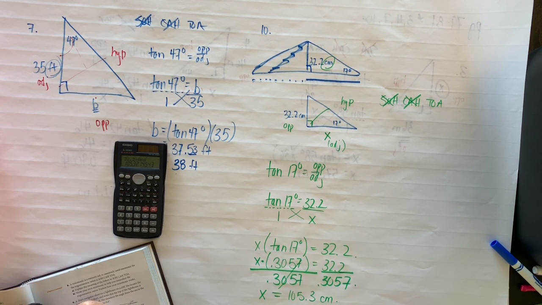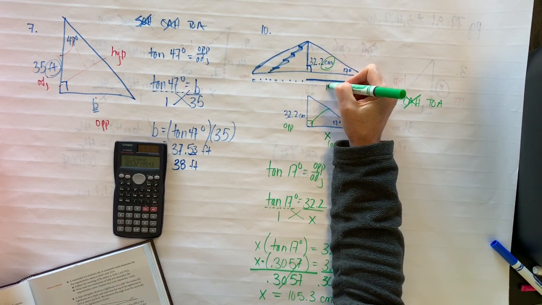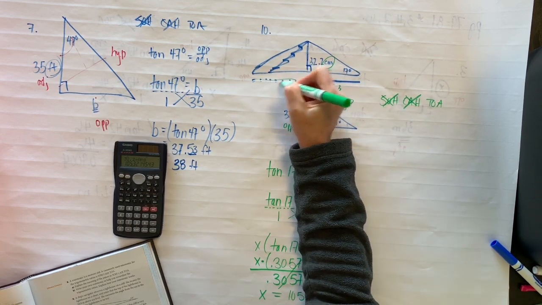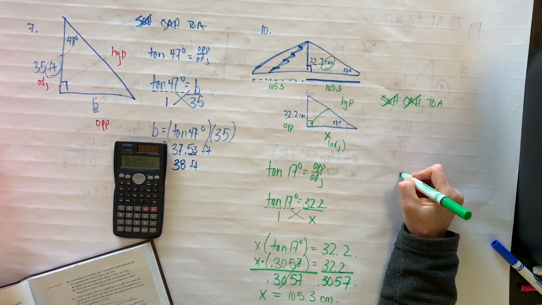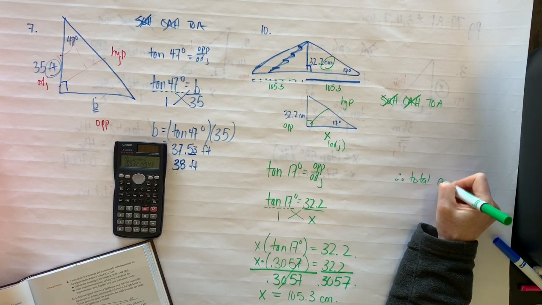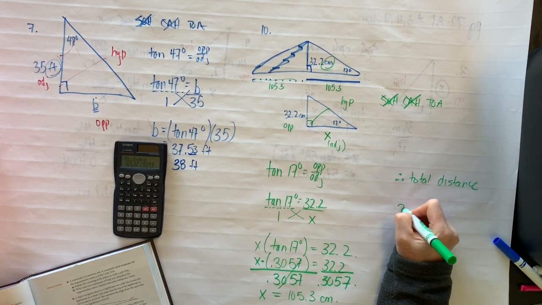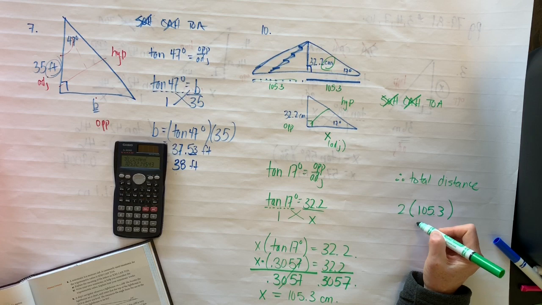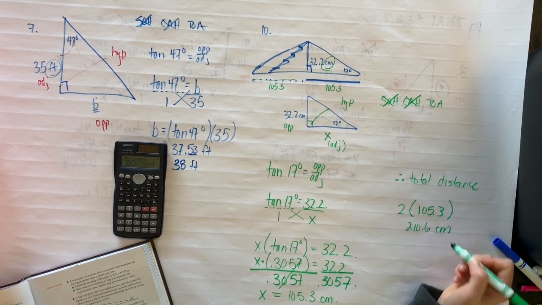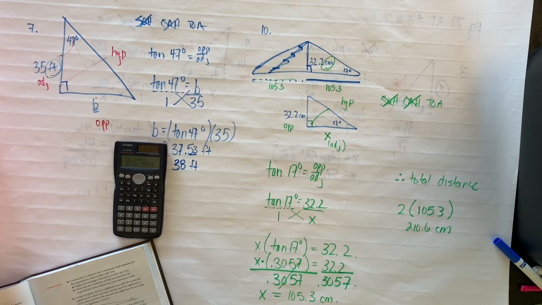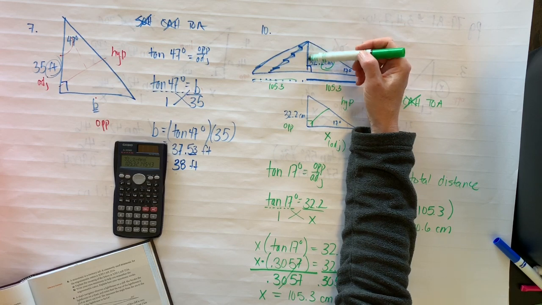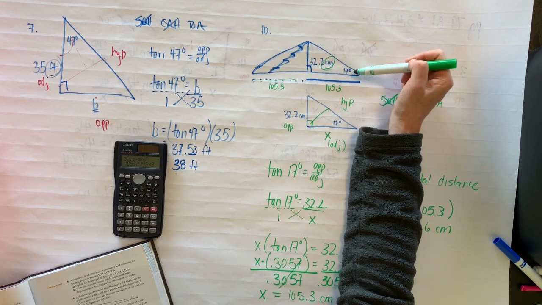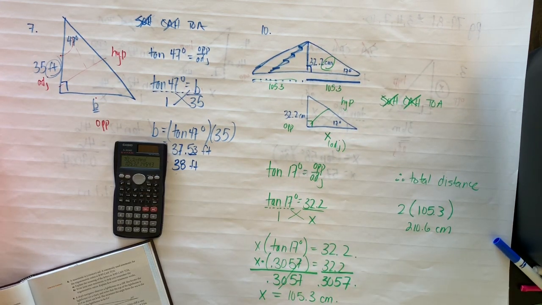Now you'd be tempted to stop here because you're like, oh, I've used SOHCAHTOA to solve my triangle. But remember, you were only solving for this distance. If this is 105.3, this distance is also 105.3. Therefore, your total distance is 2 times 105.3, and we can do that in our head, 210.6 centimeters. Okay, and then the question says, does this answer seem reasonable? I'd say so, right? The truss is about 1/3 of a meter, and the actual length is around 2 meters, so that seems reasonable.